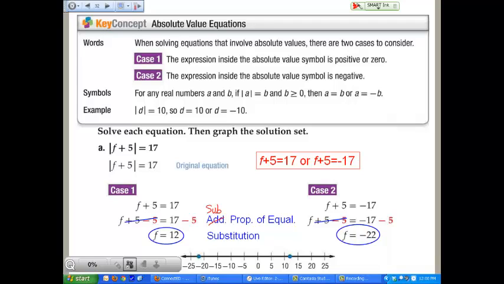Of course, you can find both of those points on the number line. The f equals negative 22 is over here on the left, and the f equals 12 is over there on the right. And we'll deal more with number line stuff at a future time.